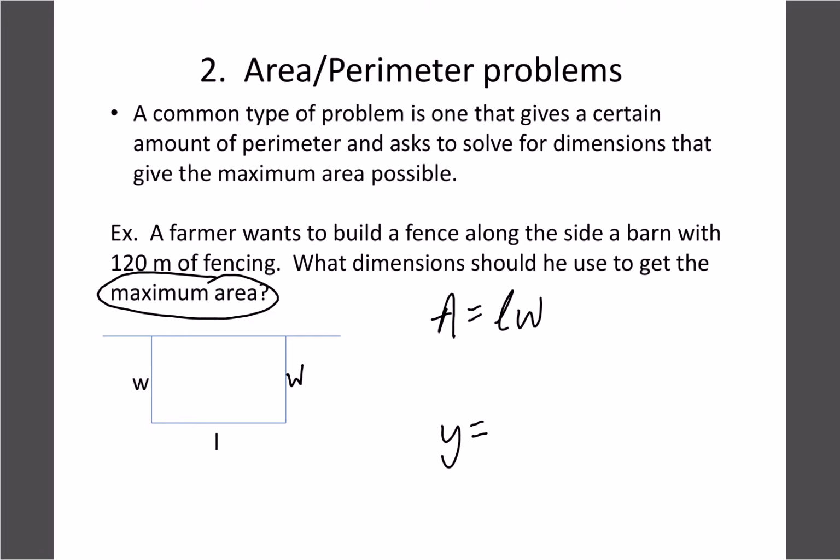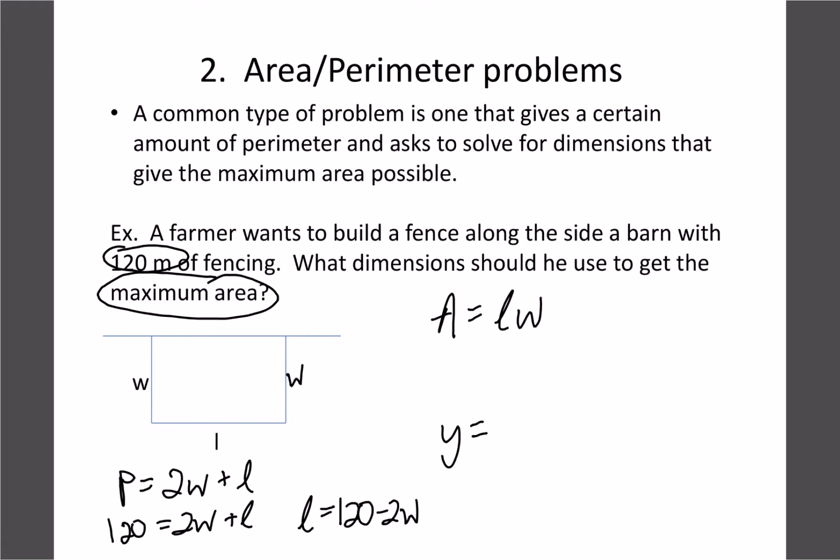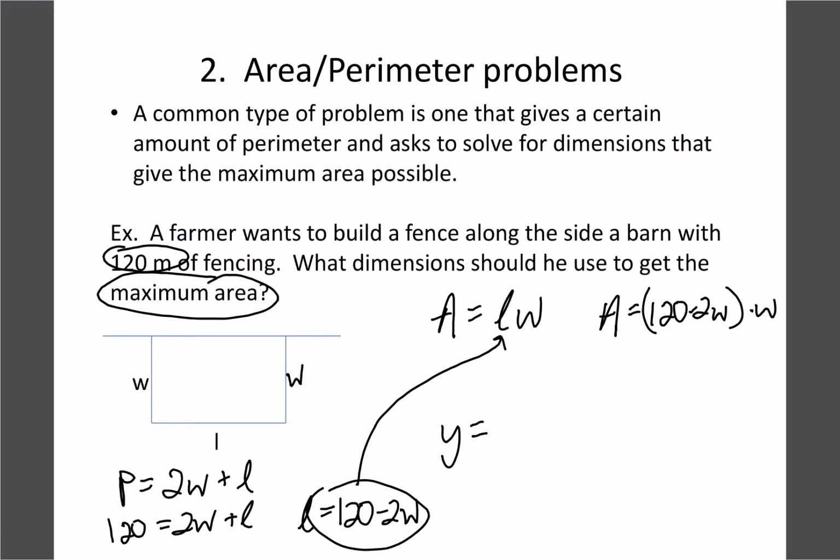So what we need to do is solve the perimeter part first, and that's why they give you the amount of perimeter material. If we look at our formula for perimeter in this case, we'd have 2 widths and 1 length. And if we know that that's 120, we can solve this formula for L just by bringing the 2w over. So we'd have 120 minus 2w. Then what we want to do is substitute that into our area formula. So area would equal 120 minus 2w, that's our length, but then we also have our other w that we have to multiply by. So that's our equation to graph.